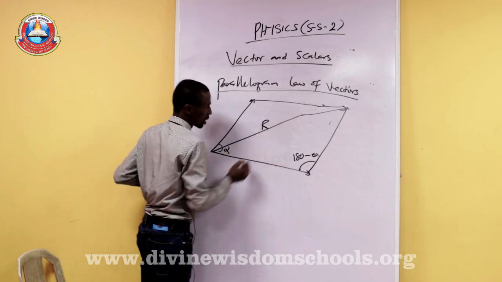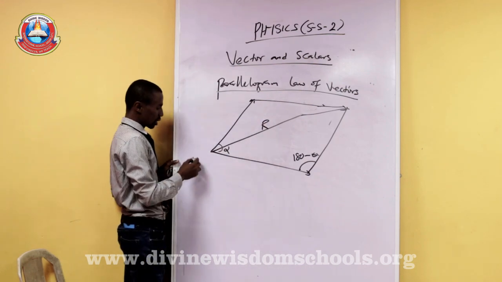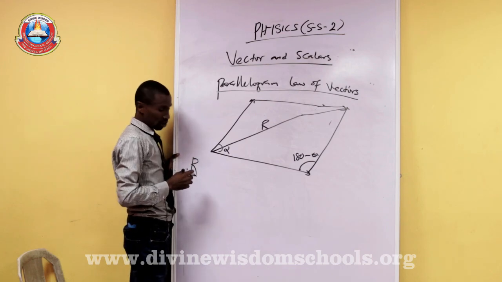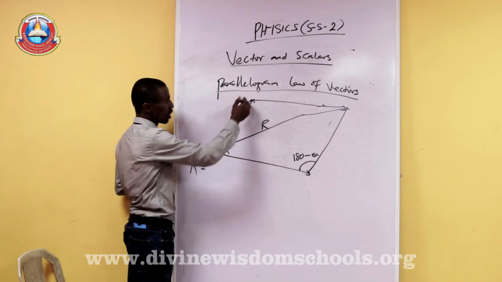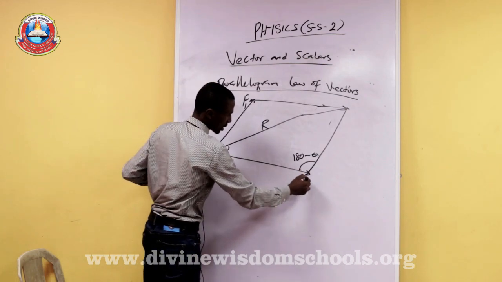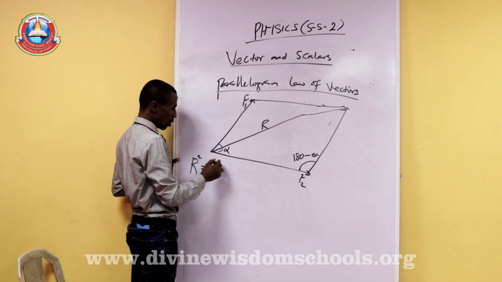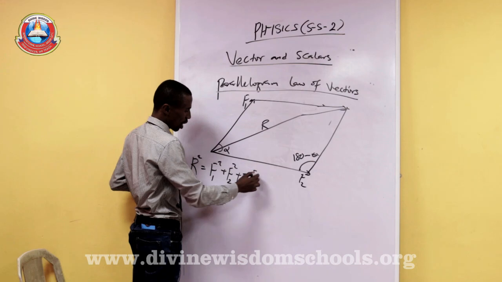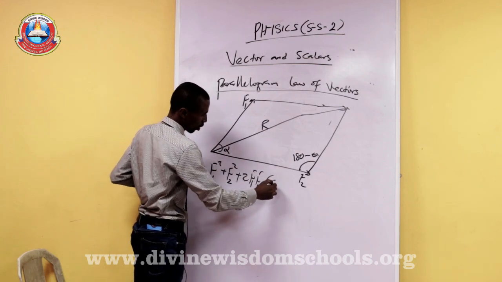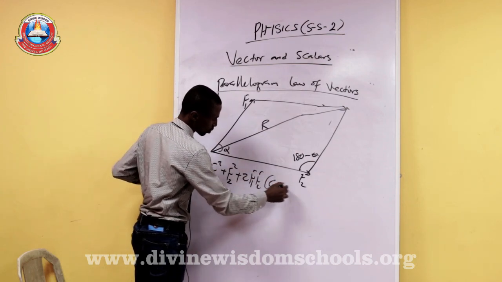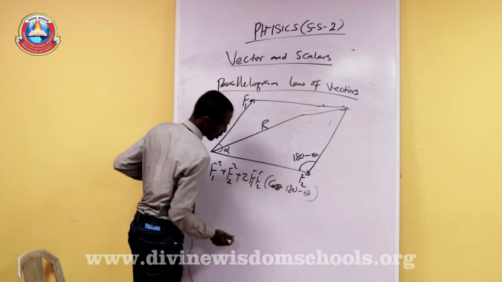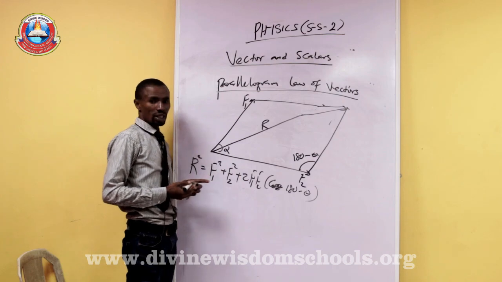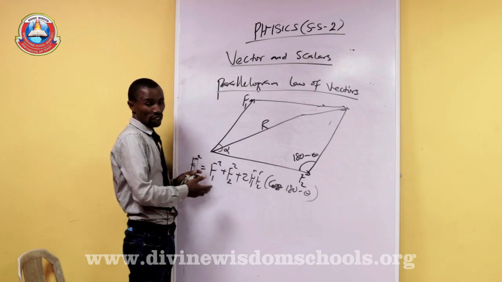Then the resultant of the two vectors can be calculated using the cosine rule. That's in mathematics. Cosine rule, which we have R squared. If we have here as F1 and here as F2, we have F1 squared plus F2 squared plus 2 F1 F2 cos 180 minus theta. So normally theta is usually given before we can determine the resultant of the two vectors acting together.